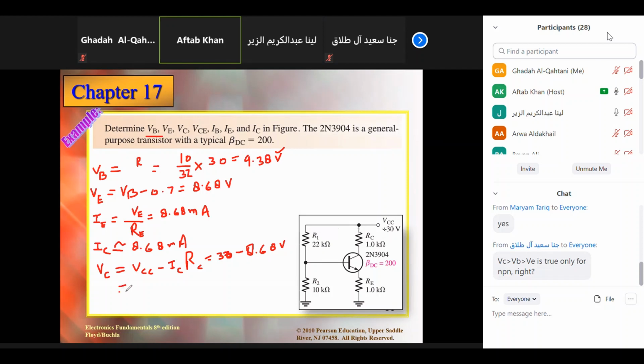Okay, so how much are we getting this way? 30 minus 8.68, which is 21.32. Okay, it is exactly this much of volt.